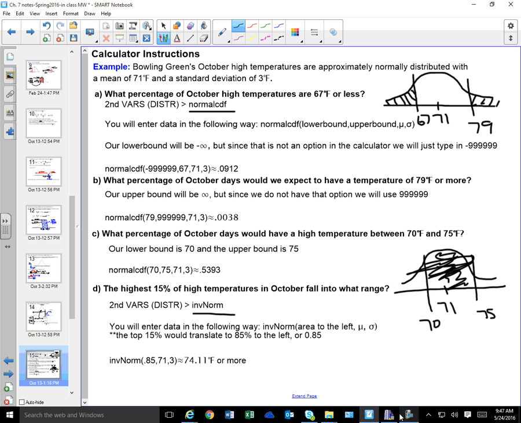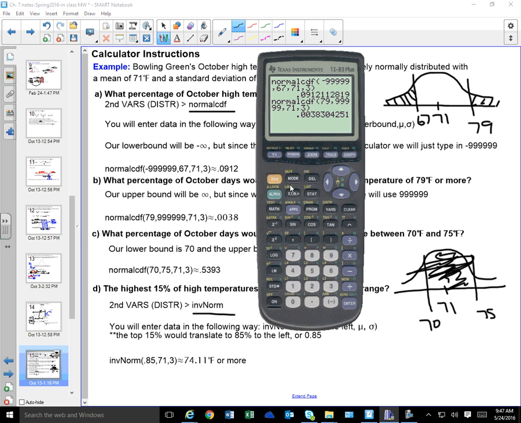Okay, so when we do this, we're going to do normal CDF again. So second, distribution, normal CDF. We're actually not going to use the normal PDF at all. I know for the binomial we use the PDF and the CDF, but here we're just using the CDF. So our lower bound is 70, right? We're going from 70 to 75. So 70, comma, 75, comma, 71 for the mean, 3 for the standard deviation. I'm going to get 0.5393. That's what we got there.